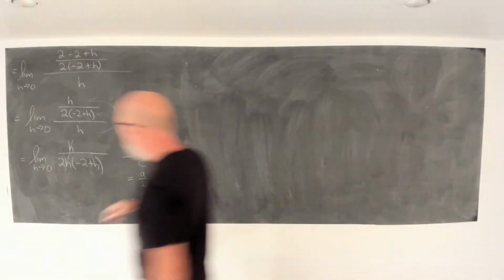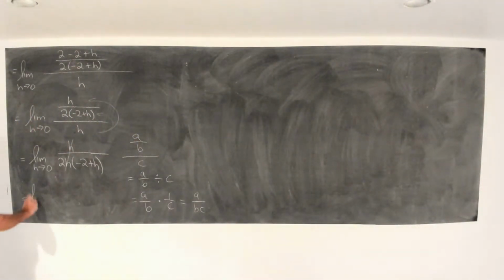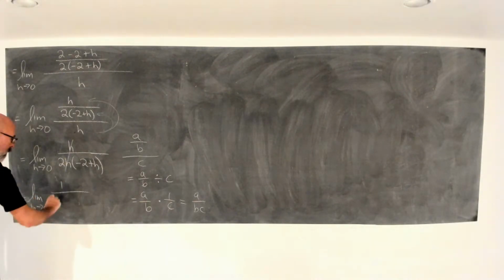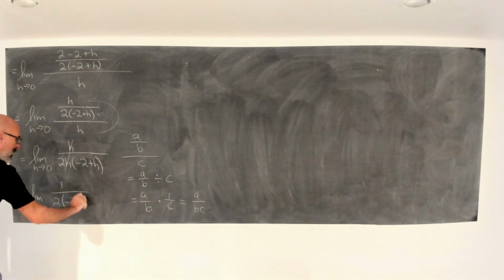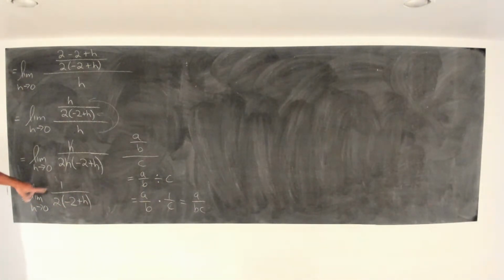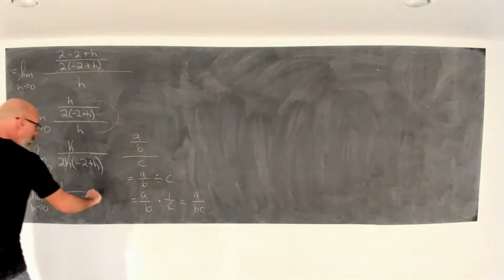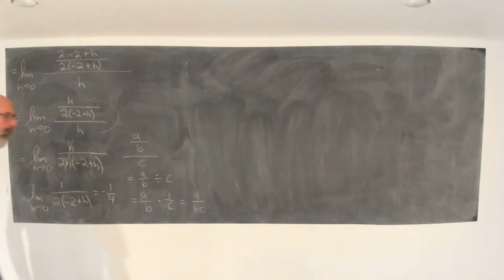What are we left with here? This is the limit as h goes to 0 of 1 over 2 times minus 2 plus h. And now the limit of a quotient is the quotient of limits. The numerator is a constant, the denominator is a polynomial. You can just plug in. What do we get? Minus 1/4. Absolutely.